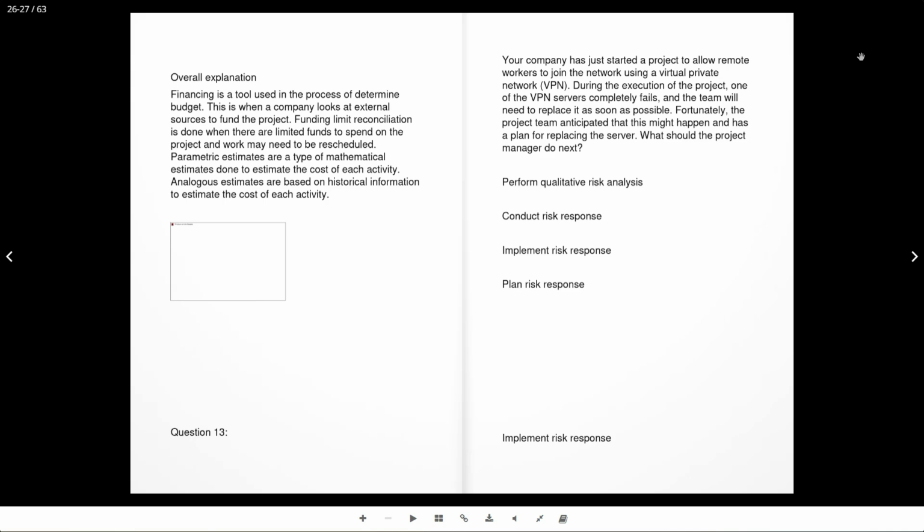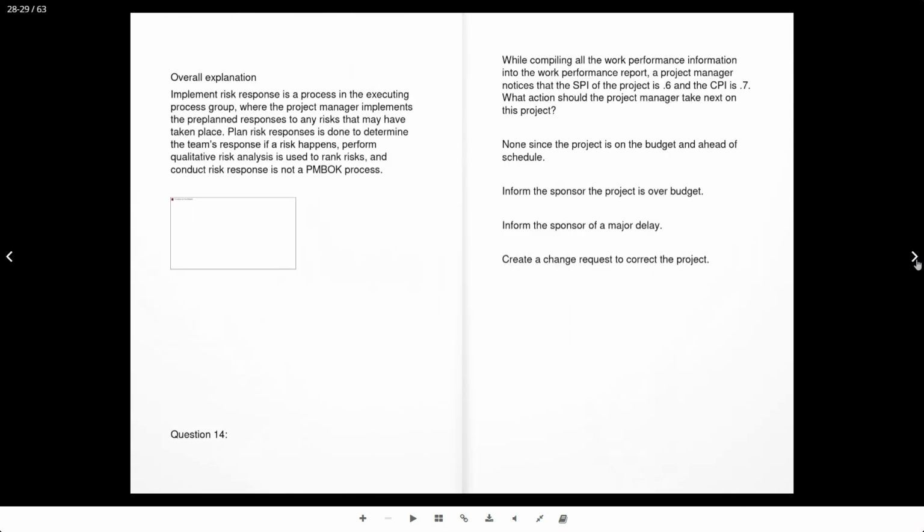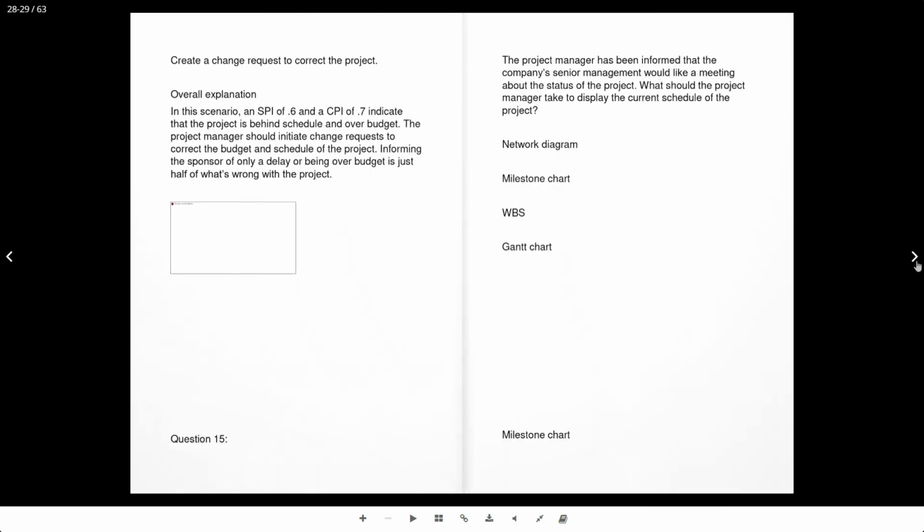Key themes and knowledge areas. Risk management. Questions on qualitative and quantitative risk analysis, risk response planning, and implementation. Cost management. Use of CPI and other indicators to assess and communicate budget performance. Schedule management. Use of SPI, milestone charts, and PERT formula for activity estimates and schedule analysis. Quality management. Discussions on cost of quality, benchmarking, and measurement techniques.